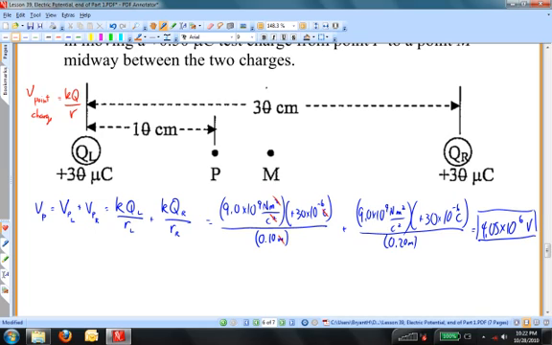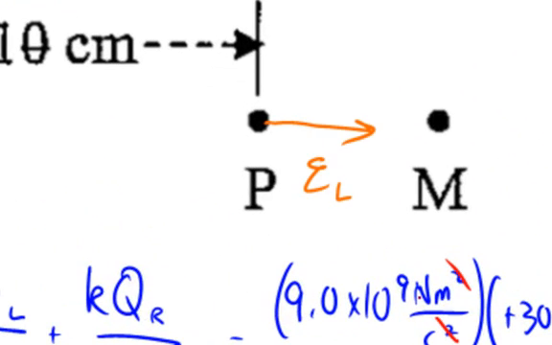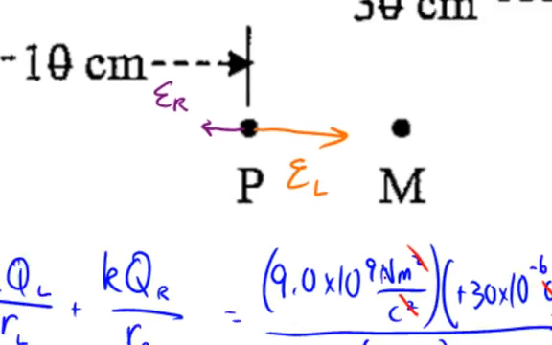Let me recognize that at point P, there's an electric field from the left-hand charge that would tend to push a positive test charge to the right. So the direction of the electric field due to the left-hand charge at point P is to the right. The electric field due to the right-hand charge is to the left. The formula for electric field is KQ over R squared.